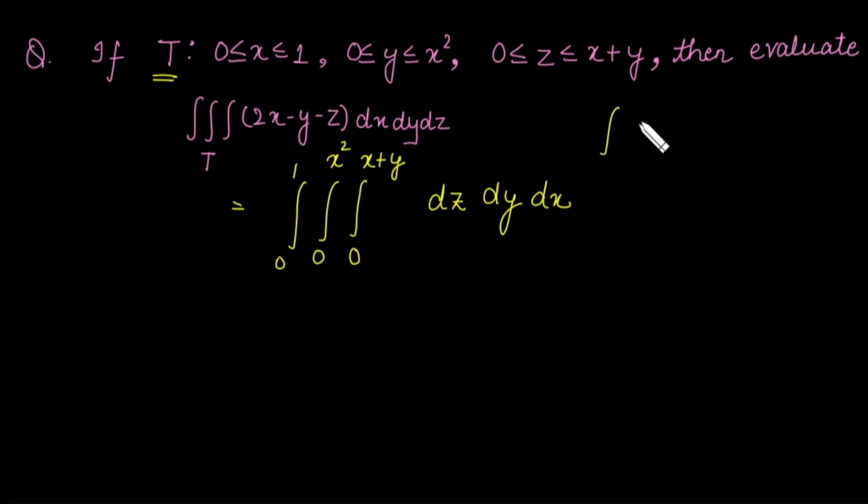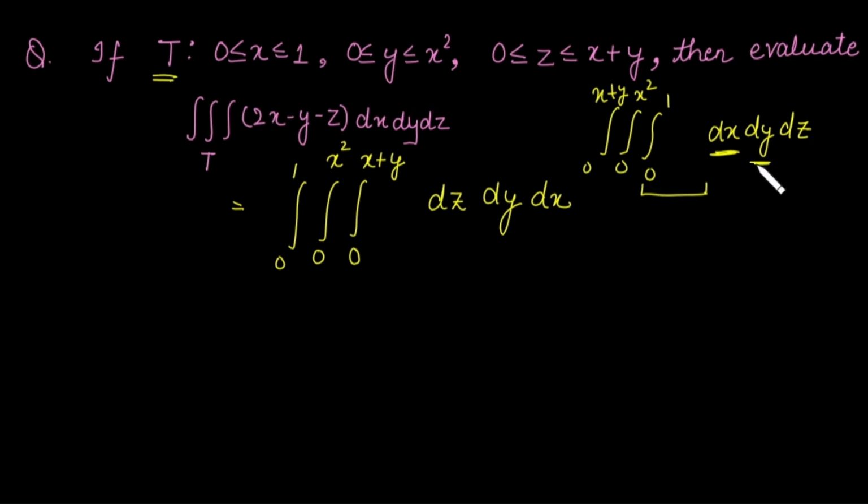Suppose in case you are taking in the same way, first with respect to x, then with respect to y, then with respect to z. The limit of x is 0 to 1, the limit of y is 0 to x square, the limit of z is 0 to x plus y. Now when you take the integration first with respect to x, the answer is in form of y and z, because when you take the integration with respect to x, we have x, y, z variables here. After substituting the values of x as 0, 1, you will get the function in terms of y and z.